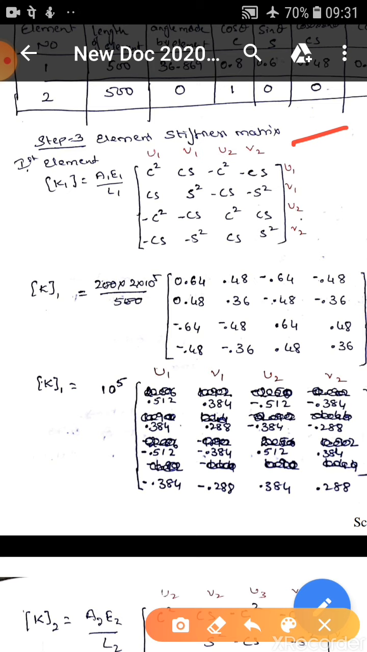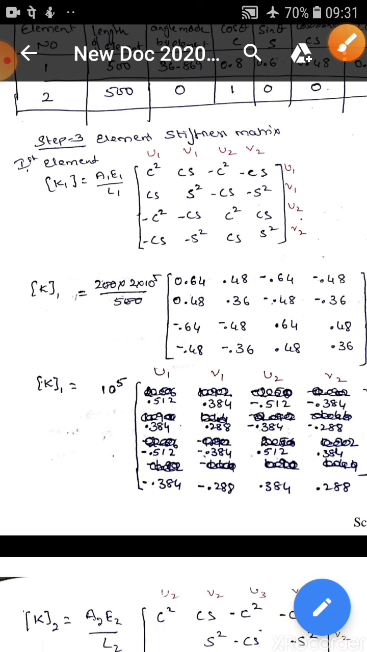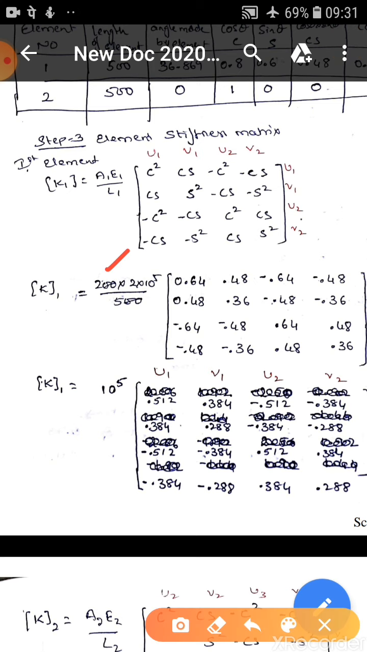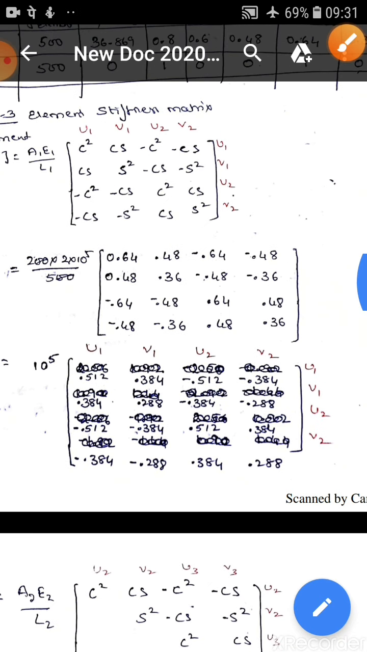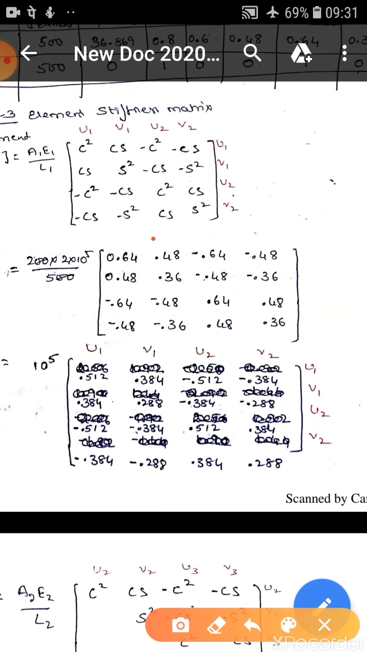Top 4 right, okay, are negative. And for the first element, the displacements associated with it are u1 v1 u2 v2. Okay, now substitute all those values. Area is around 200 mm square. Young's modulus is 2 into 10 raised to 5. L is 500 mm. Then substitute it in our stiffness matrix values, C square, CS and all those things, directly from the element table.